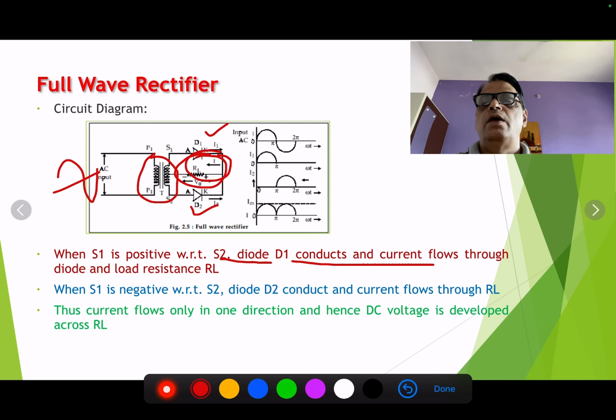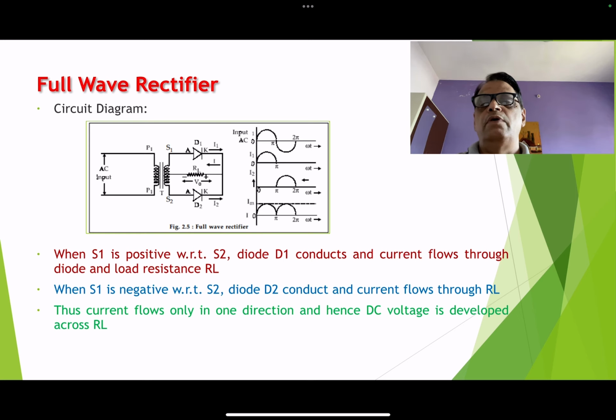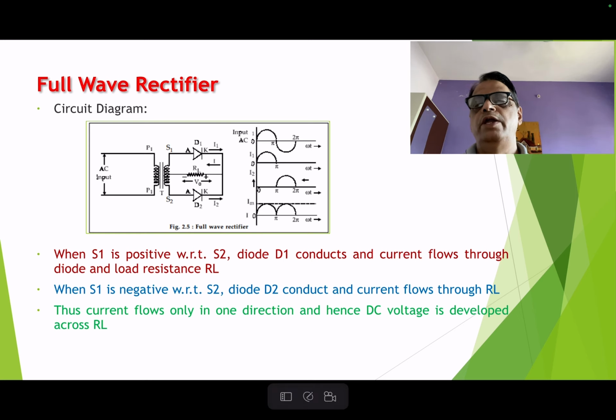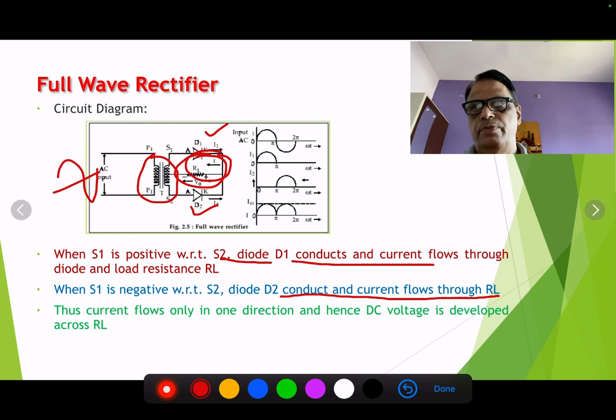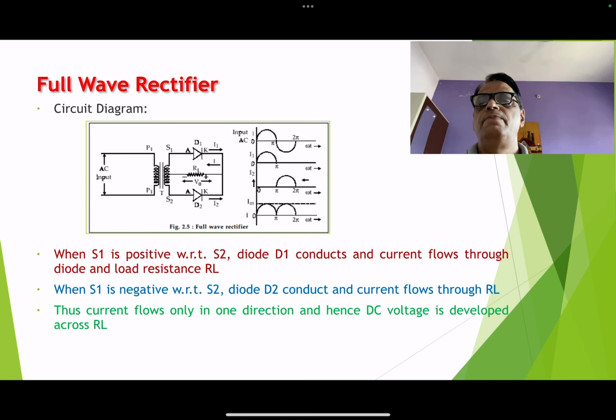And when S1 is negative during the negative half cycle, then diode D2 will conduct and the current will flow through the load resistance RL again in the same direction. Therefore, we observe that the current flows through the load in one direction only, and therefore we can say that the DC voltage is developed across the load resistance RL.